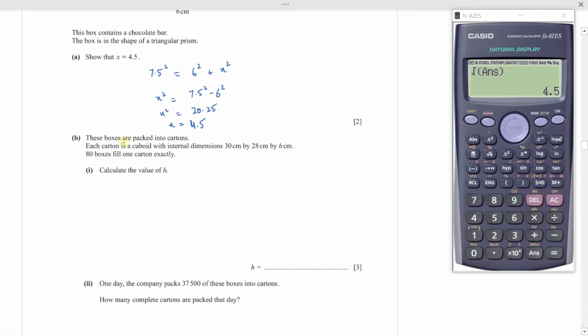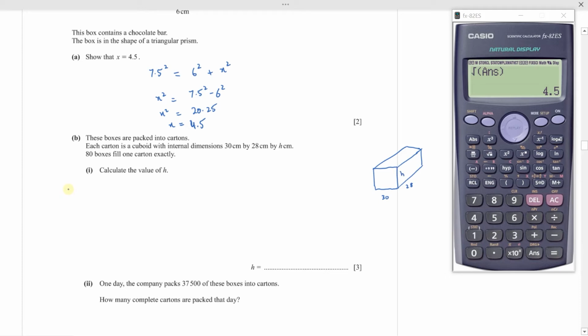The next part is these boxes are packed into cartons. Each carton is a cuboid with internal dimensions 30 by 28 by h centimeters. 80 boxes fill one carton completely. Calculate the value of h. So you have this cuboid carton which you fill up with your chocolate boxes. So the dimensions are 30 by 28 by h.